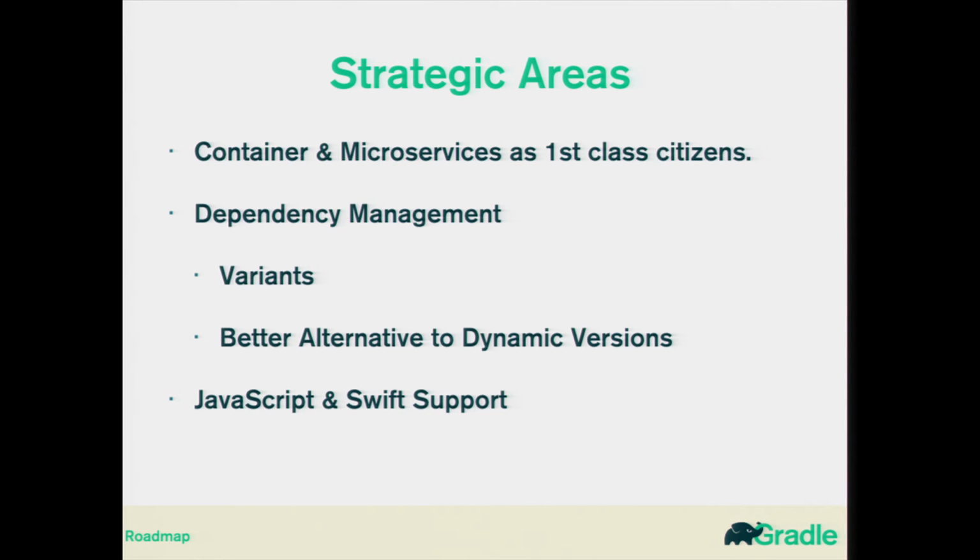Finally, as you have seen, a lot is happening, right? But on top of that, we have some very strategic goals for how we want to evolve the Gradle build tool, with containers and microservices as first-class citizens. In the area of dependency management, we want to provide a much better alternative to dynamic versions, snapshots or 1.plus, stuff like this. And variants for dependency management. We have already made a lot of progress with variants for dependency management, but it's not fully rolled out yet. And JavaScript and Swift support.